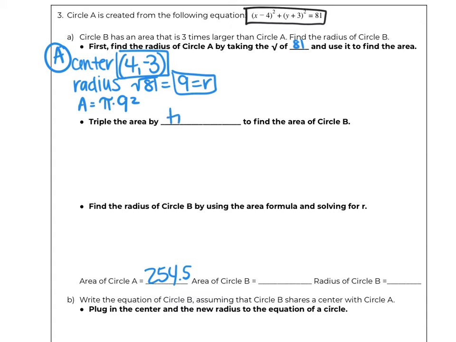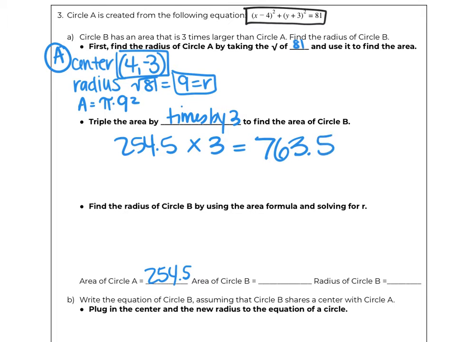Multiply by 3, or times 3. So I'm going to take 254.5 times 3. I got 763.5. Is that okay? So that would be my second answer.